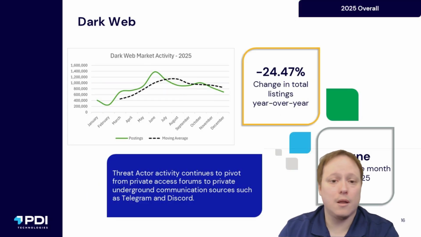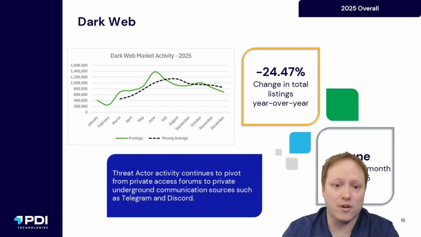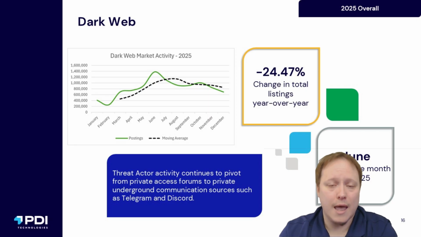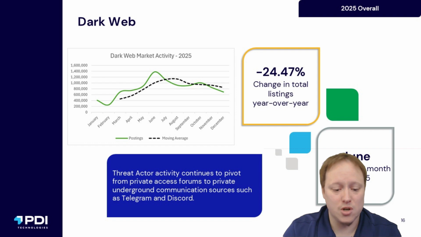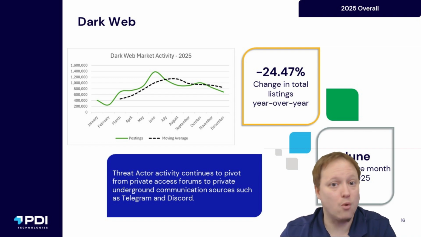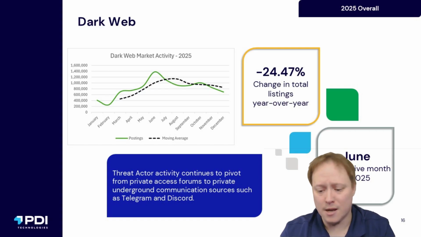And so if we look at the dark web in general for 2025, activity decreased by about 25% compared to 2024. June was the most active month for info stealers that we saw. And what we do think we're seeing as part of this decrease is that threat actors are also starting to pivot away from some of these dark web forums and moving more into Telegram, Discord, WhatsApp, things like that, because they have a little bit more control and visibility on who's in there and who's not.